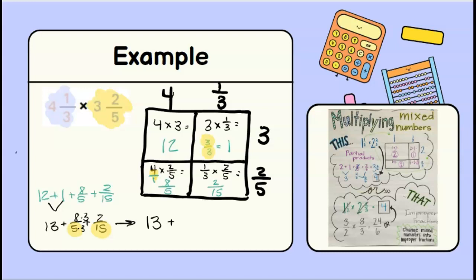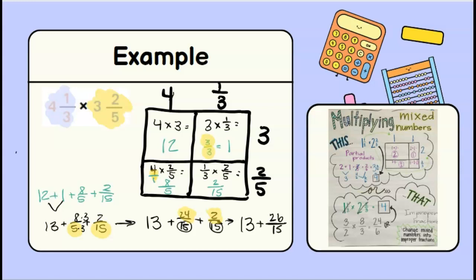So now I'm going to rewrite this with my equivalent fractions. 13 plus 24/15 plus 2/15. Because my two denominators are the same, I can add my two numerators to combine those fractions. Now I have 13 plus 26/15.